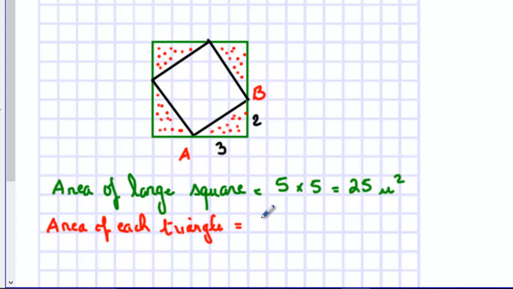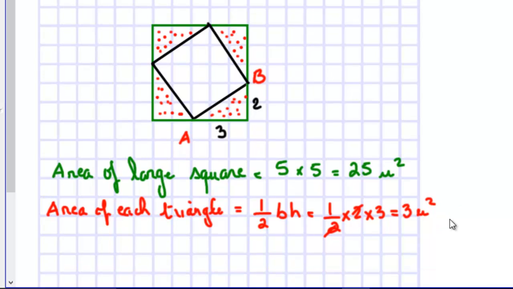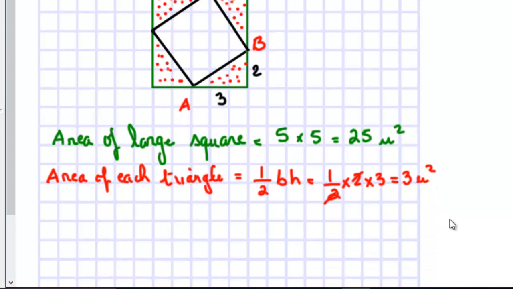We know the formula, it's half times base times height, which means half the base, it could be 2 or it could be 3. If the base is 3, the height is 2. If the base is 2, the height is 3. So no problem. So half times 2 times 3. I simplify 2 with 2. That means equal to 3 unit square, and this is the area of one triangle.